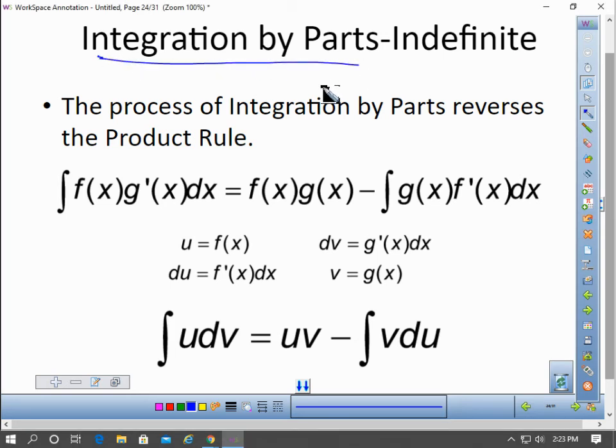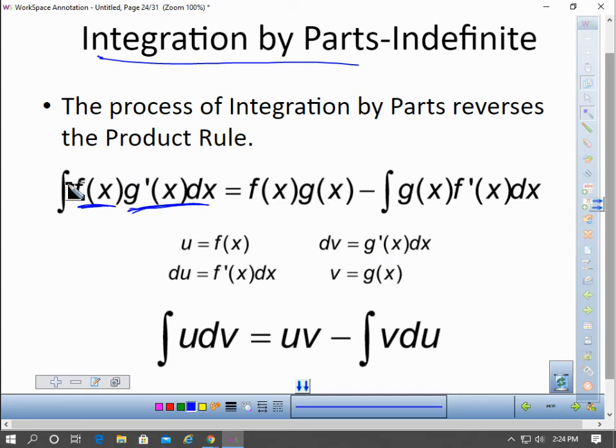Integration by parts. The process of integration by parts reverses the product rule. And this is that little formula that I just showed you. Okay, so here's what we're going to do. We are going to choose, and you're going to use the letters U and V, all right? We are going to choose U to be the function f of x, and then we're going to choose this stuff right here, the g prime of x dx, to be dv. So g prime of x dx.